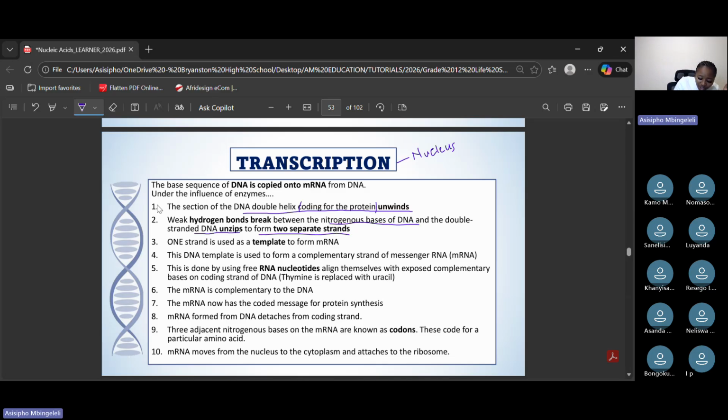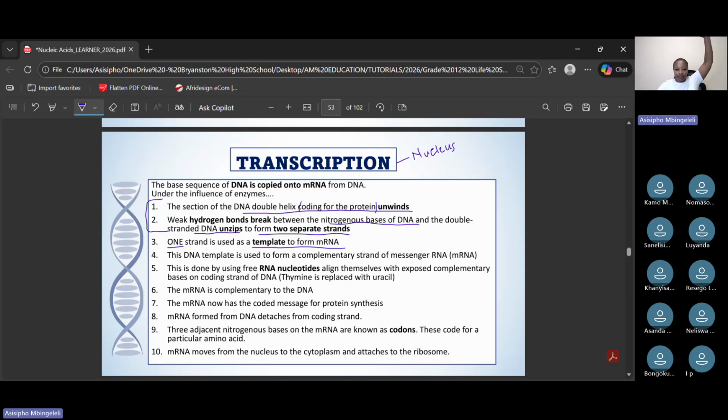These 2 points are 100% the same as the points that we mentioned when we did DNA replication. Now, it's very easy to confuse the two. So we are going to redo DNA replication before we do transcription so that we can see exactly how they are different. Point number 3 says one strand is used as a template to form messenger RNA.